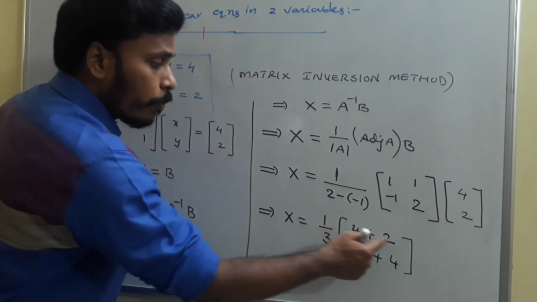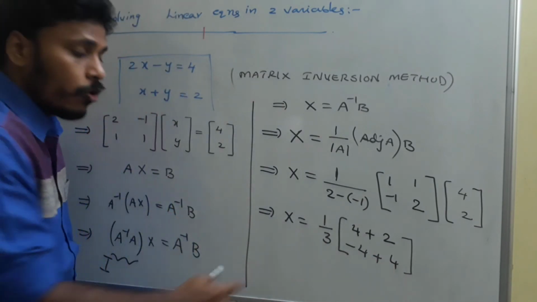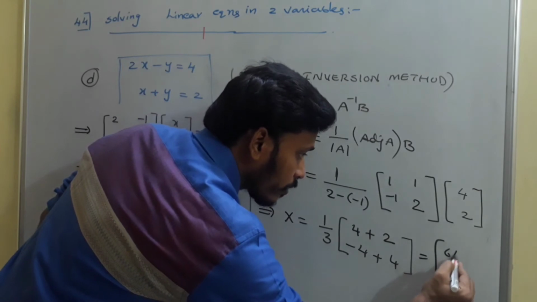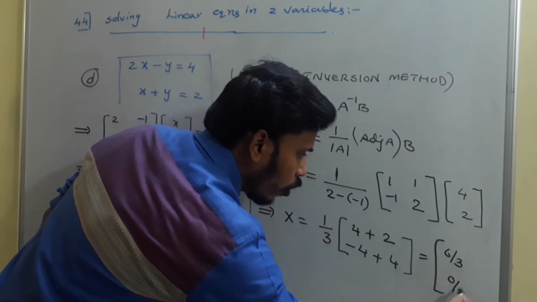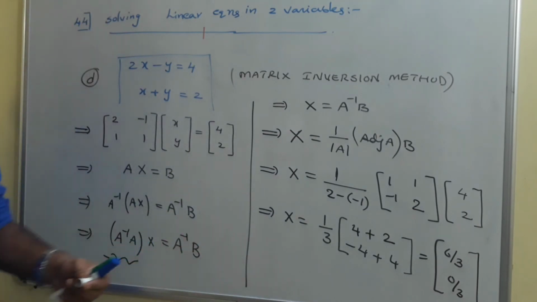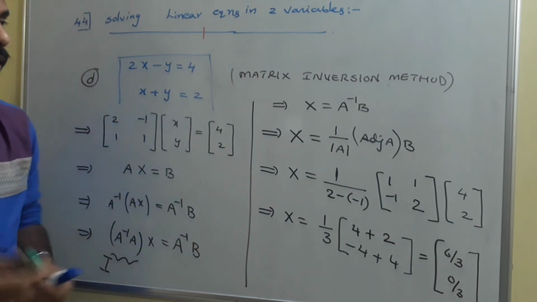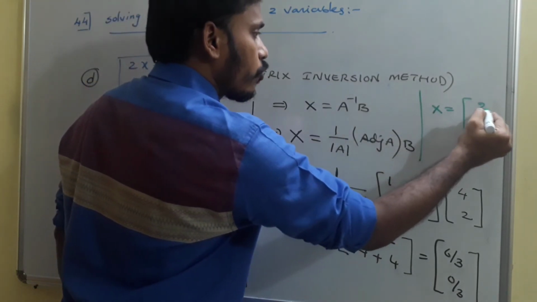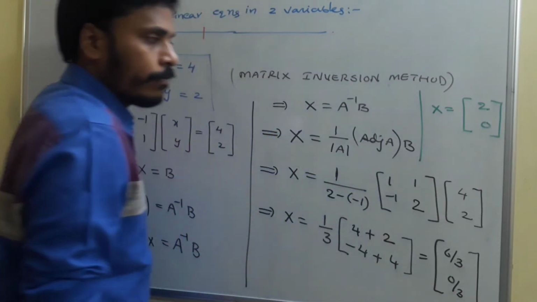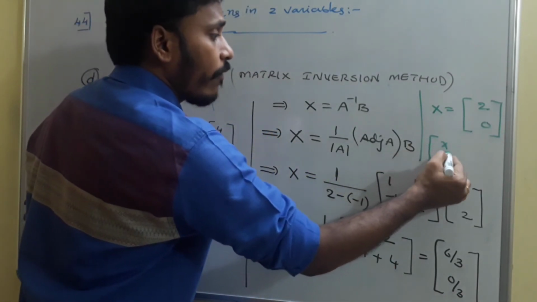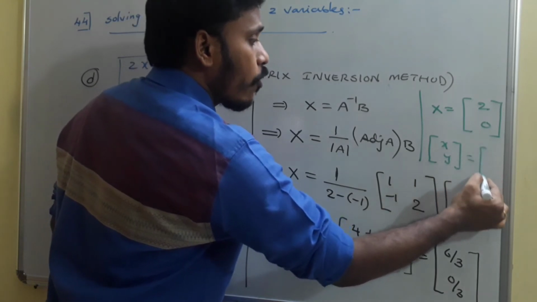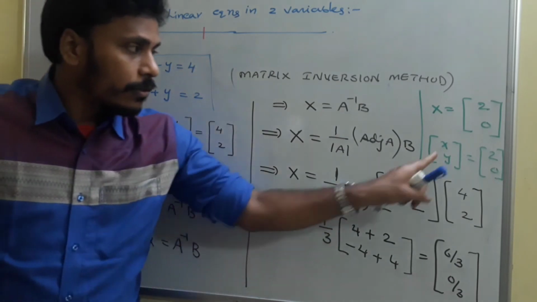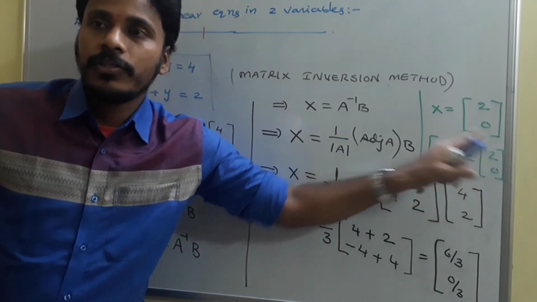Just look there. 4 plus 2 is 6, minus 4 plus 4 is 0, and we have 1 by 3 also. So this is equals to matrix 6 by 3 and then 0 by 3. So x is the matrix 6 by 3 and 0 by 3. If you conclude here, x is equals to 6 by 3 is 2, 0 by 3 is 0. And what is x? That x is the variable matrix xy, and we found it as 2 comma 0. And at the end, x is 2 and y is 0.